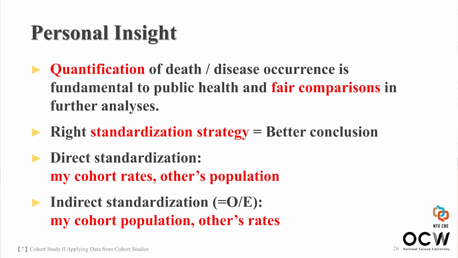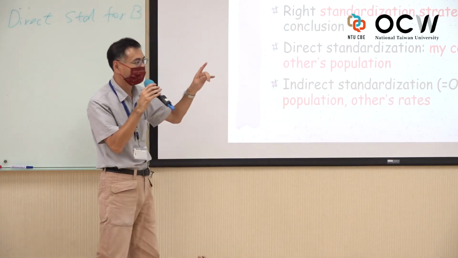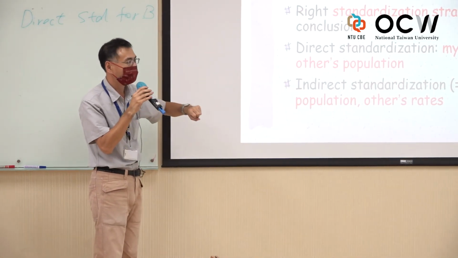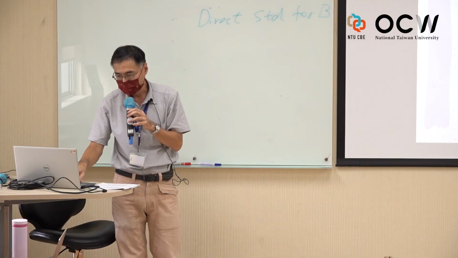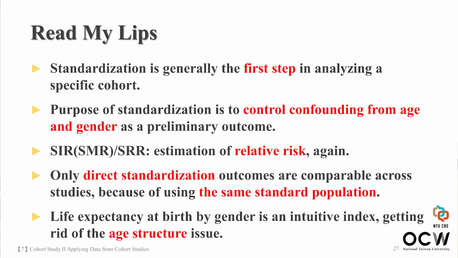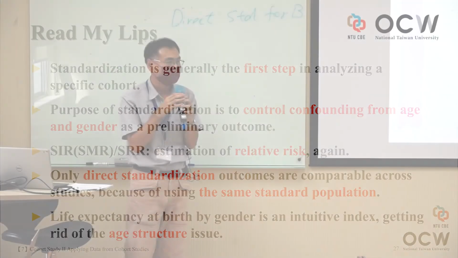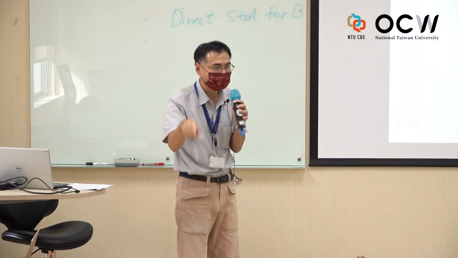The tip is that for indirect, it's my cohort population and others' rates, or use the rates from the standard population, and apply your study cohort structure in the calculation of O over E. So with these two tips, it'll be very easy for you to perform any kind of calculation for standardization. Read my lips. Standardization is generally the first step to analyzing a specific cohort. That's the reason why you need to pay more attention and focus on this population.